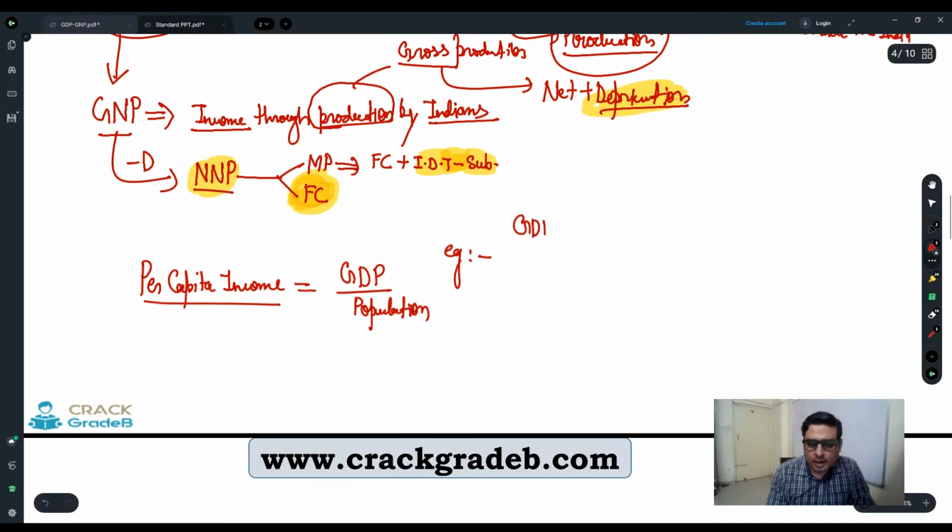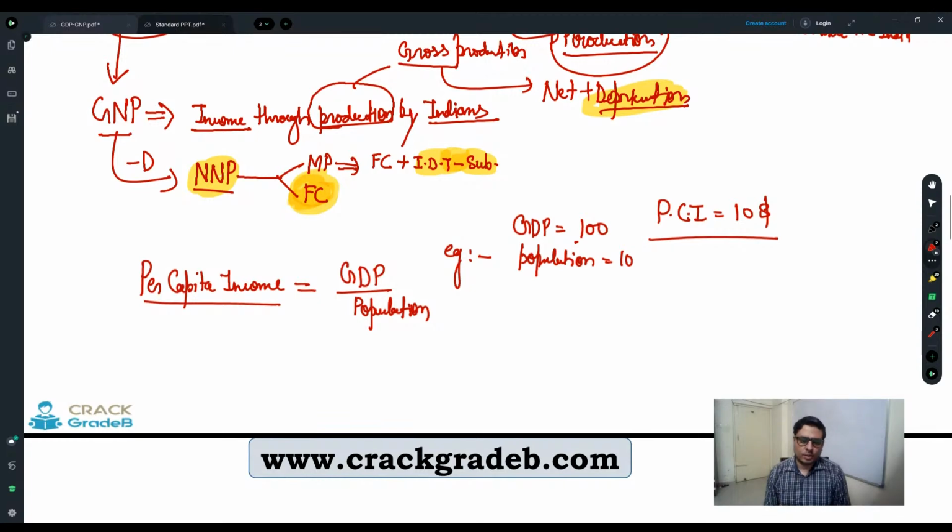Example: suppose that the GDP of a country is 100 and the population is 10. Then per capita income, PCI, is going to be 10, just for example $10. This is what is reflected. Suppose that is the data of 2017. So in 2017 the GDP of this country was 100 and the population was 10.